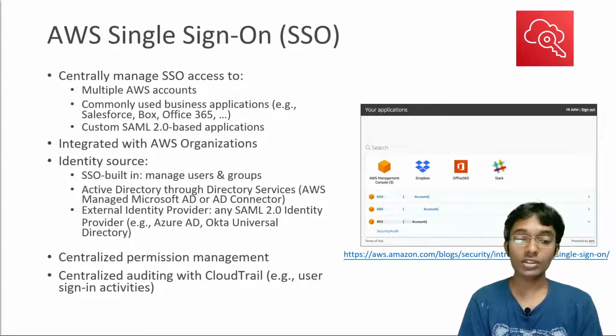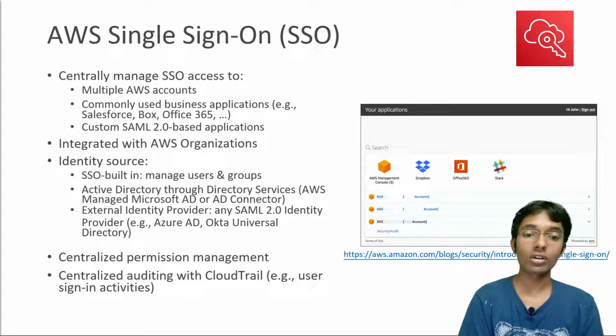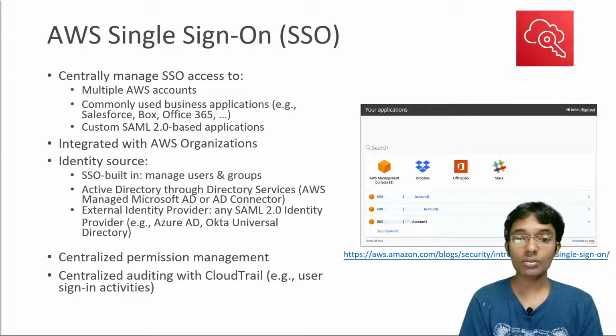And for the identity source, you have multiple options. The first one is to use the SSO built-in user management, so you define your users and your groups within single sign-on. I use it personally for my accounts. But if you have a corporate account, then you can use Active Directory through Directory Services, using a managed directory for Microsoft AD or an AD connector. And the last option is to use an external identity provider. So you can use any kind of SAML 2.0 identity provider such as Azure Active Directory, Okta Universal Directory, and so on.